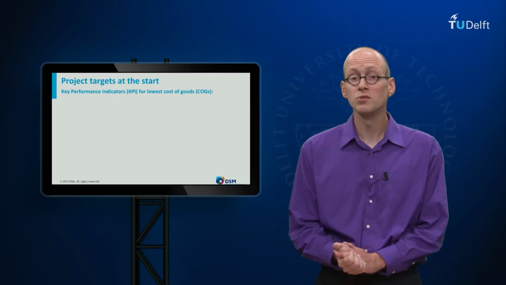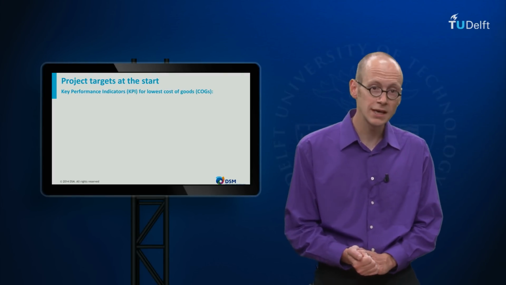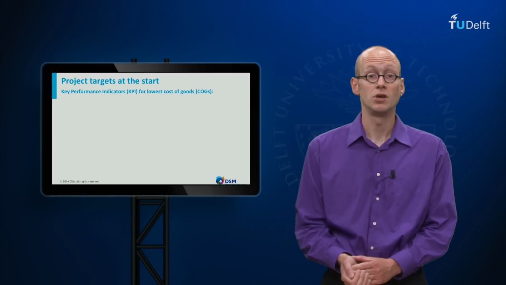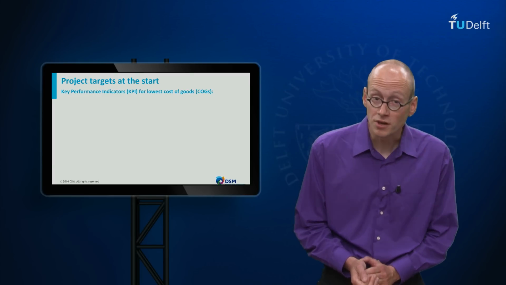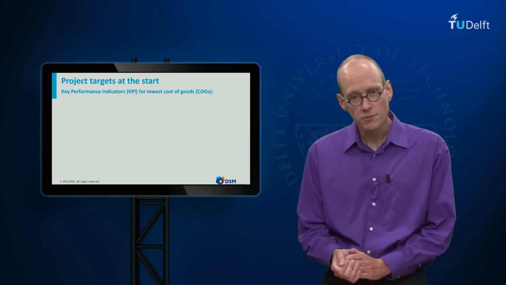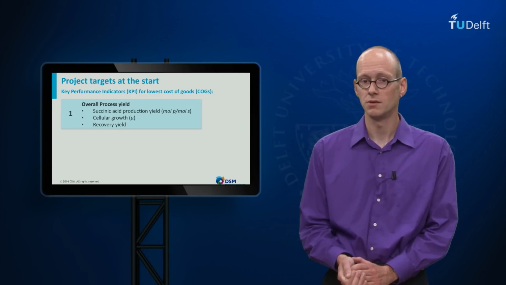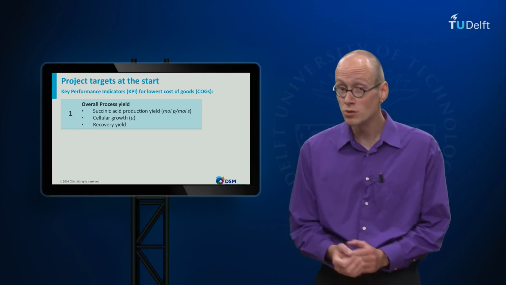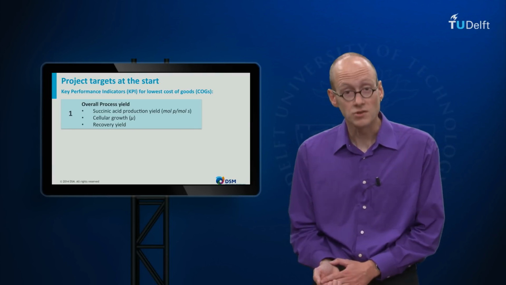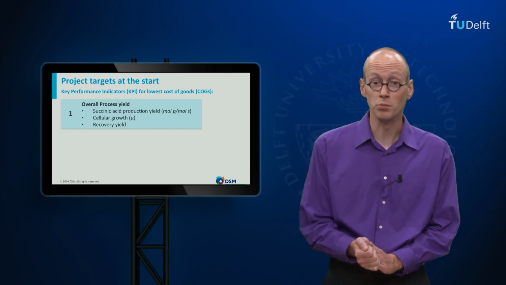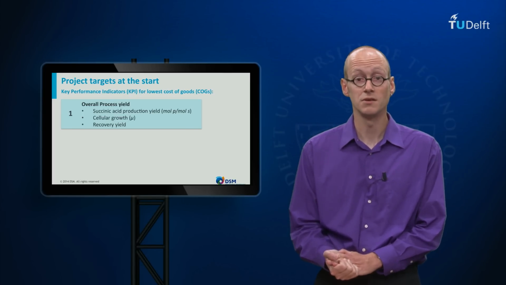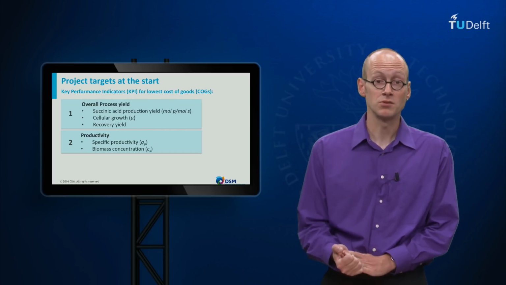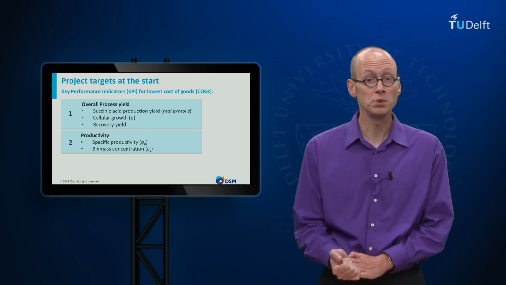To realize the lowest possible cost, we defined several key performance indicators that impact the overall cost price, also known as cost of goods. Some of these KPIs might already sound familiar from previous units. A first important indicator is the process yield. This includes the succinic acid production yield, so the net conversion of sugar into the product of interest, the cellular growth, being the amount of microbiomass needed, and the downstream process yield. Secondly, there is productivity, dependent on the applied biomass concentration and the specific production flux QP.